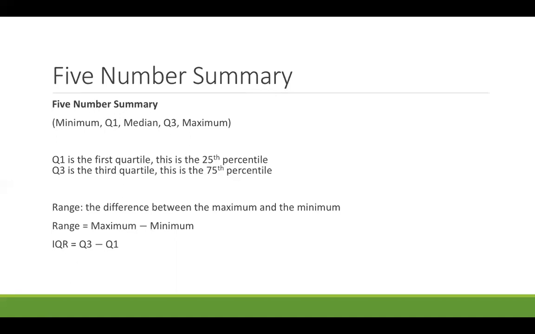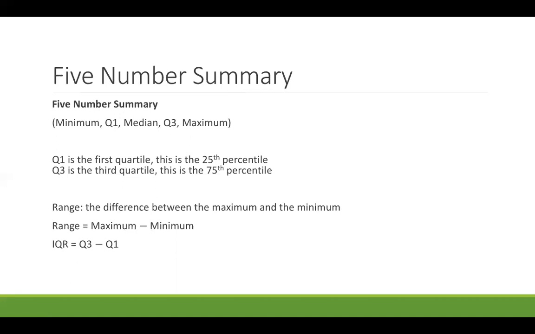There are a couple of things we can calculate from a 5-number summary: range and IQR. Range is the difference between the maximum and the minimum. To calculate range, we just take the maximum and subtract the minimum. So we take the 5th number from the 5-number summary and subtract the 1st number.